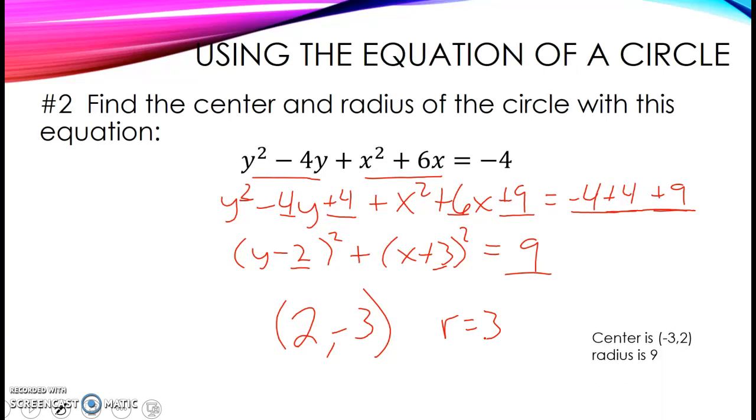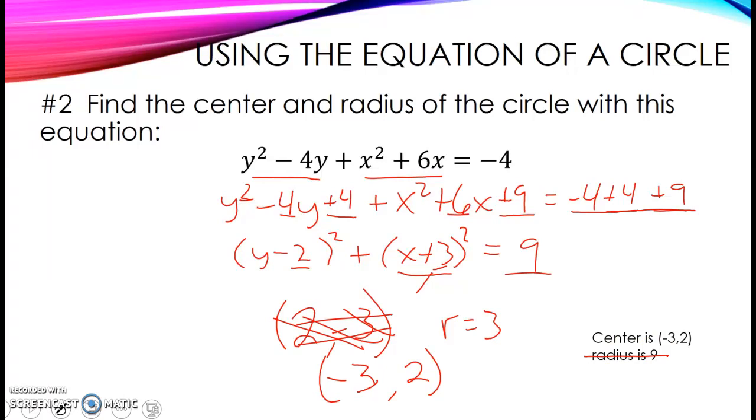Oops, and I did that wrong. My x value is -3, and my y value is +2. So I did that intentionally to see if you were paying attention. So anyway, I switched those around. So my center is at the point -3, 2, and my radius is 3. Here my radius is wrong. That should be 3 because it's the square root of 9.